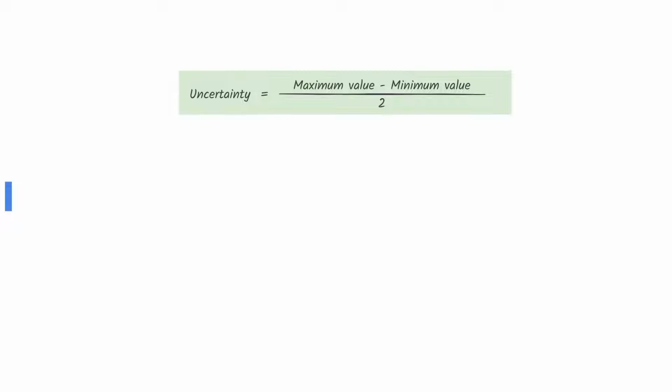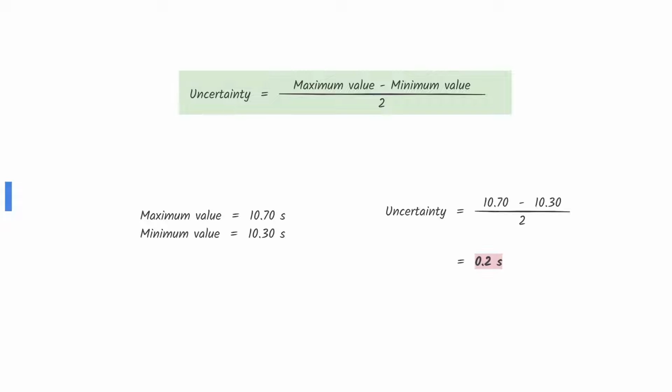The uncertainty can be found by subtracting the minimum value from the maximum value and dividing it by 2. The maximum value is given as 10.70 and the minimum value is 10.30. Subtract and divide to get 0.2 seconds.